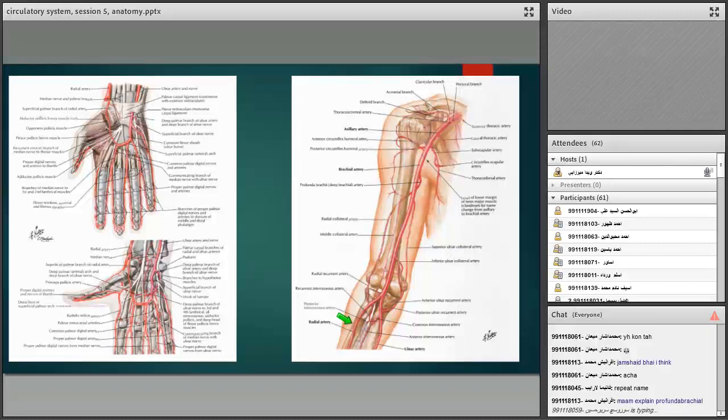Profunda brachii and the brachial artery, radial and ulnar. This is radial artery and this is ulnar artery. They are making superficial and deep palmar branches. Yes, they are originating from brachial artery. They are making superficial and deep arcs in the palmar region and supplying the blood for all the components in the upper limb.